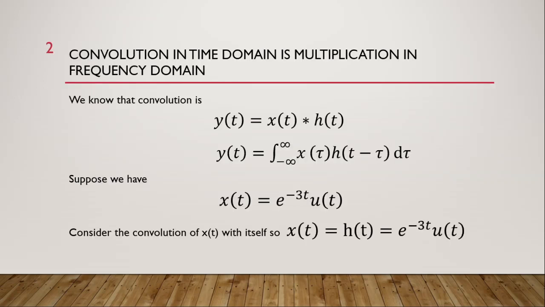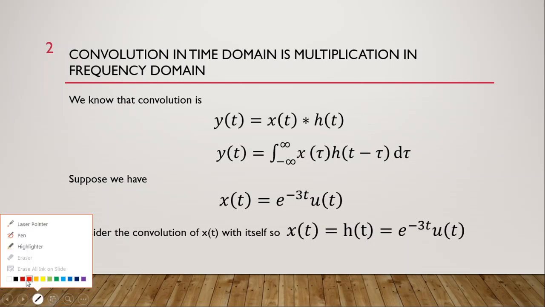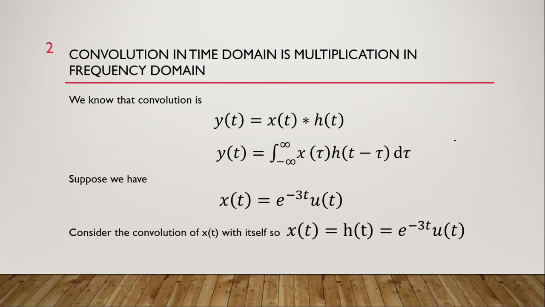We know the mathematical equation of convolution, which is given here. Now suppose I have a signal x of t, which is e power minus 3t u of t. I will convolve this x of t with itself, find the convolution result, and I will do the same in frequency domain.